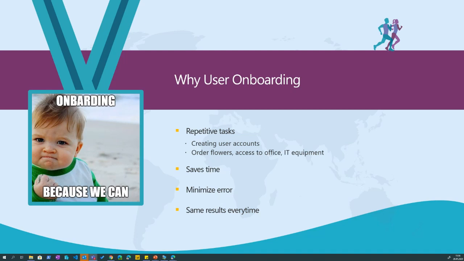And that is just for the IT part of it. So we just provision the user accounts, give them the licenses, generate new passwords. But what about the other things around it, like ordering flowers for the new employee, making sure that they have access to the office, ordering of IT equipment. There's a lot of things around the onboarding of a new employee that is not IT related. So that's why we need to do onboarding automation, so that we save time, minimize errors, and more or less get the same results every time. That's what we are aiming for.